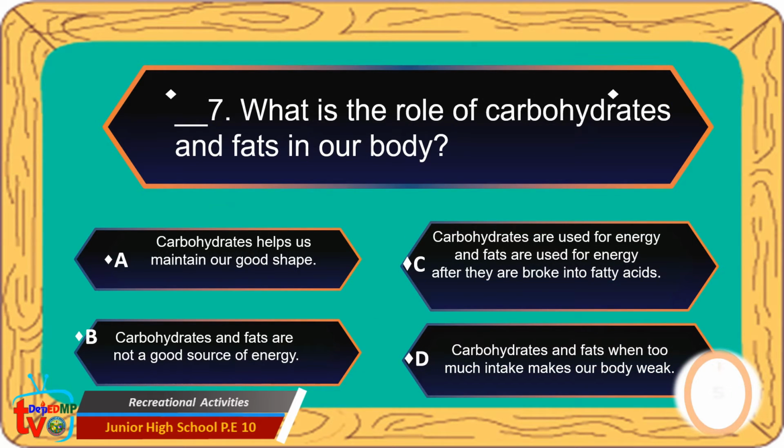Number 7. What is the role of carbohydrates and fats in our body? A. Carbohydrates helps us maintain our good shape. B. Carbohydrates and fats are not a good source of energy. C. Carbohydrates are used for energy and fats are used for energy after they are broken into fatty acids. D. Carbohydrates and fats, when too much intake, makes our body weak.